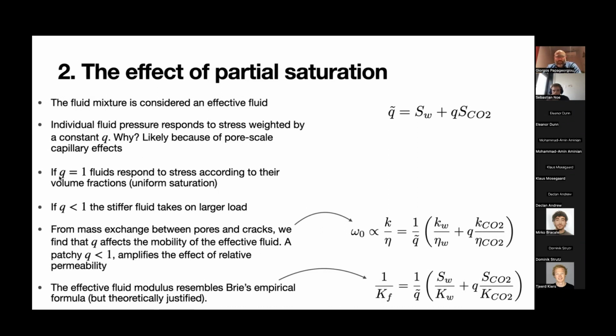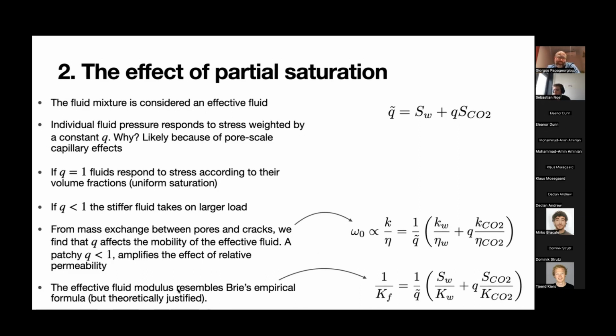If this constant is 1, we call this small q. If this constant is 1, then both fluids respond to stress in the same way, and if the constant is less than 1, then the stiffer fluid takes a larger load. And we just did the same kind of math on the fluid exchange for the compliant and the non-compliant pores, and we found two major things.